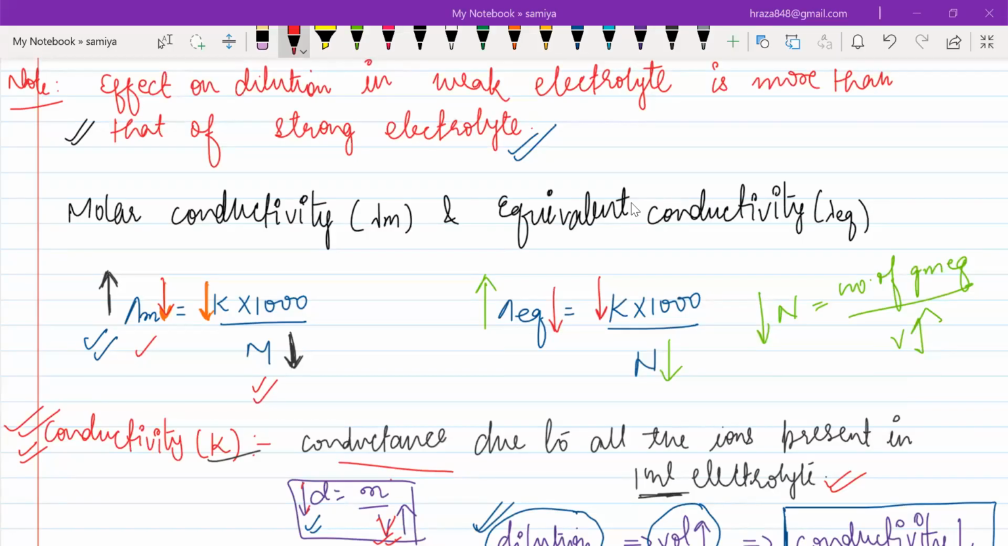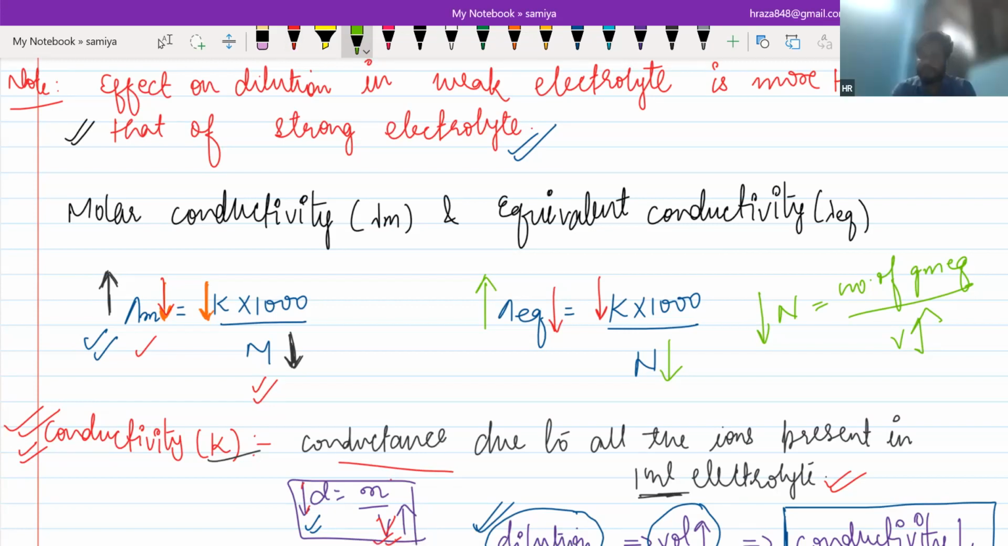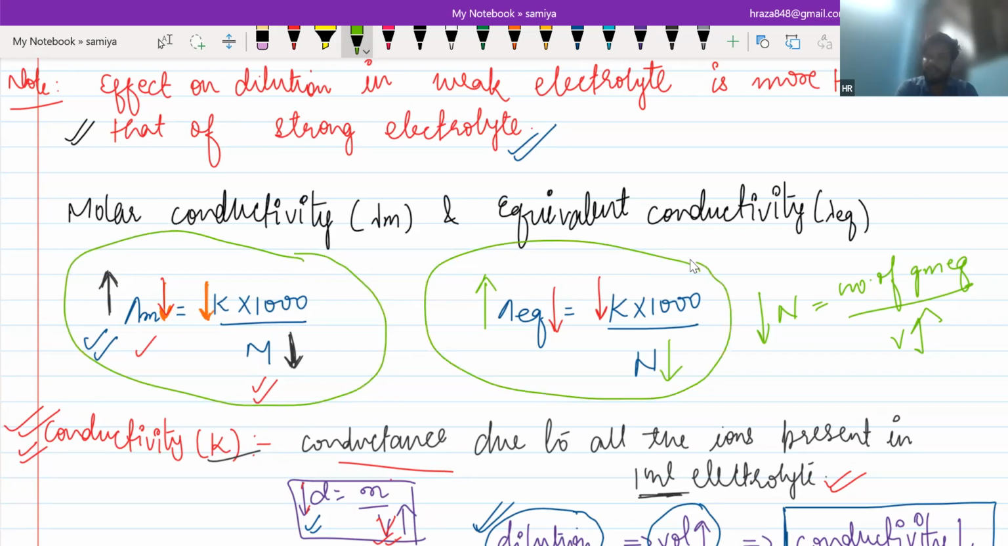Kind of. What is conductivity? So see, basically conductivity depends on density, and you know that if you are going to dilute it, volume increases, density decreases. Now we will talk about molar conductivity has formula this, and equivalent conductivity has a formula this. This we have already discussed.